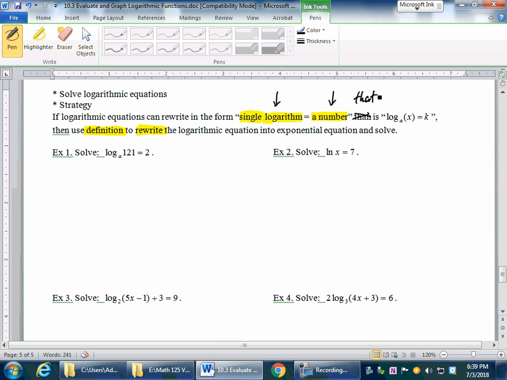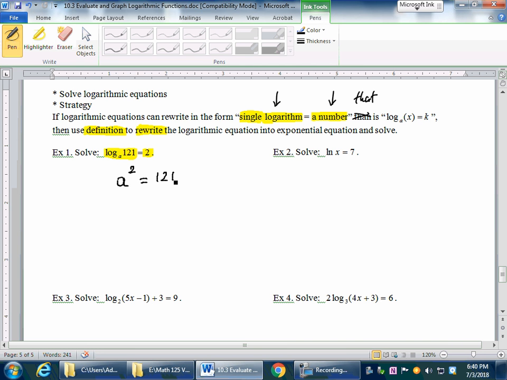So let's take a look at the first example. Log base a of 121 is equal to 2. So I know that there's a single logarithm on one side and a number on the other side. That tells me I can use the definition. So how do we rewrite this logarithmic equation into an exponential equation? It is equivalent to base to the second power is equal to the argument, which is 121.